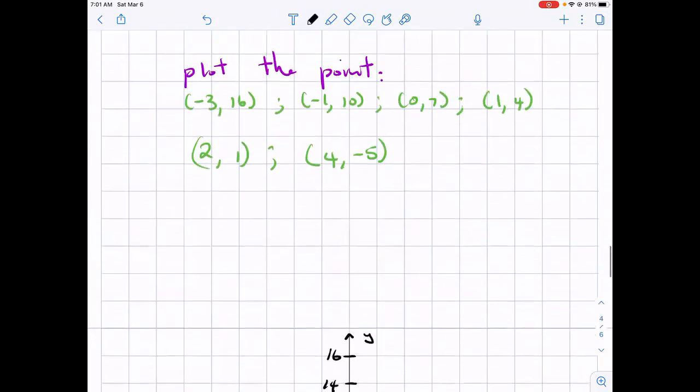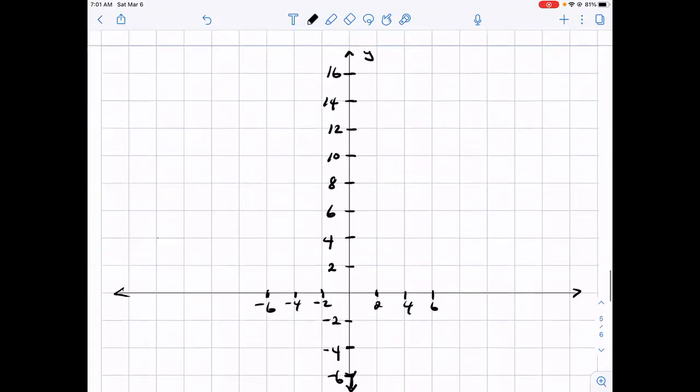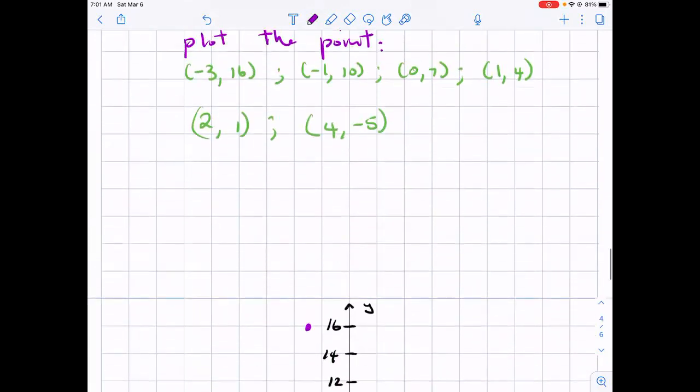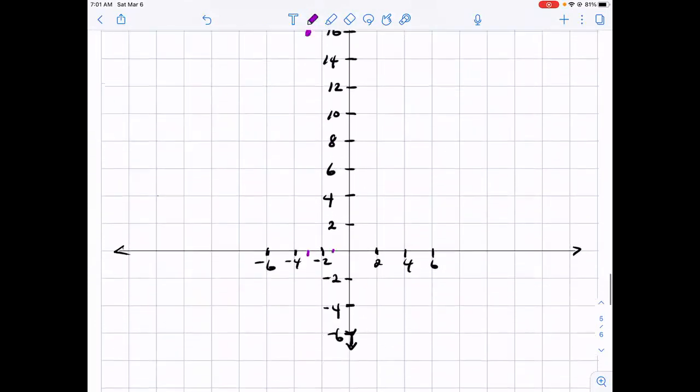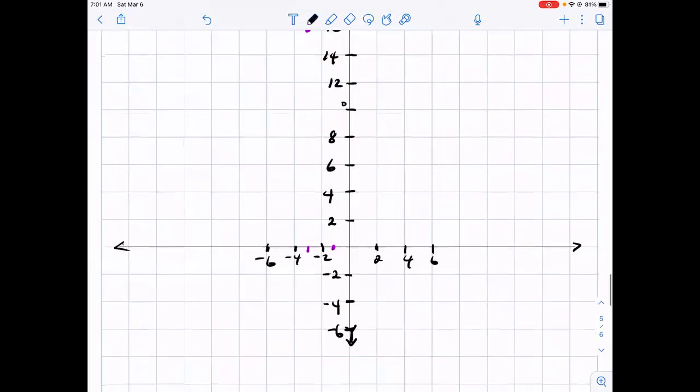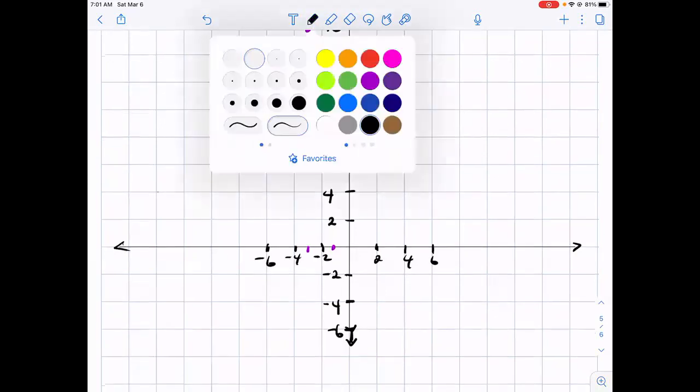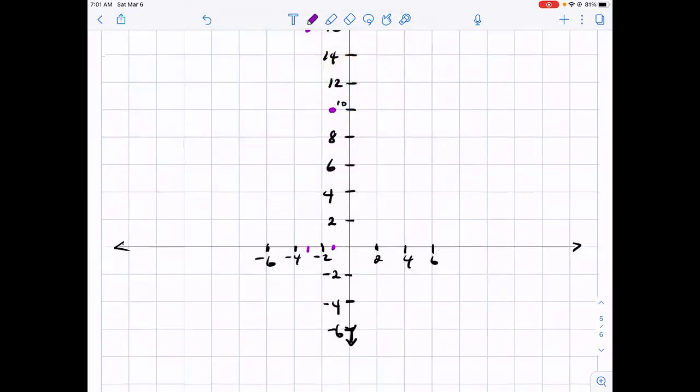So the first point is (-3, 16). So -3 will be somewhere over here, and 16 will go all the way in the top. So that's my first point. My next point is (-1, 10). So -1 is going to be somewhere here, and that's going to be somewhere over there. Okay. So let's rewrite that 10. My point falls right on top of my number.